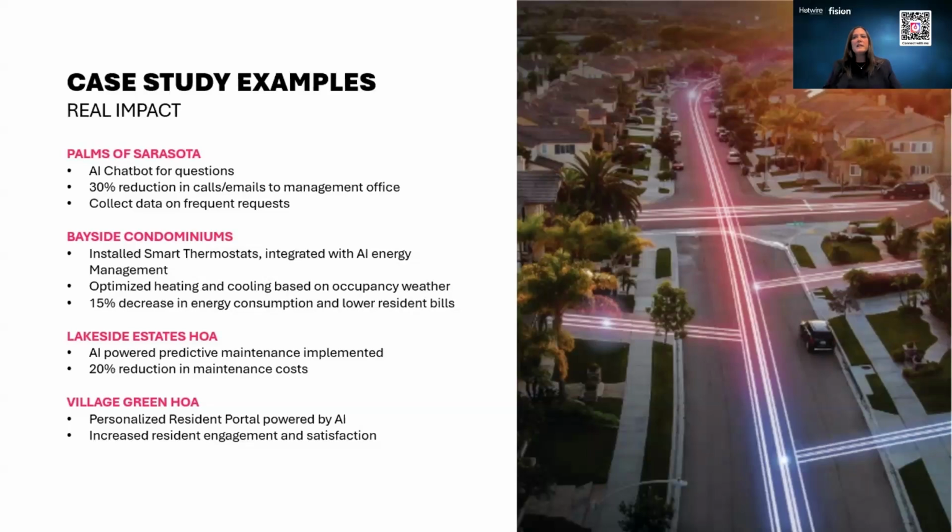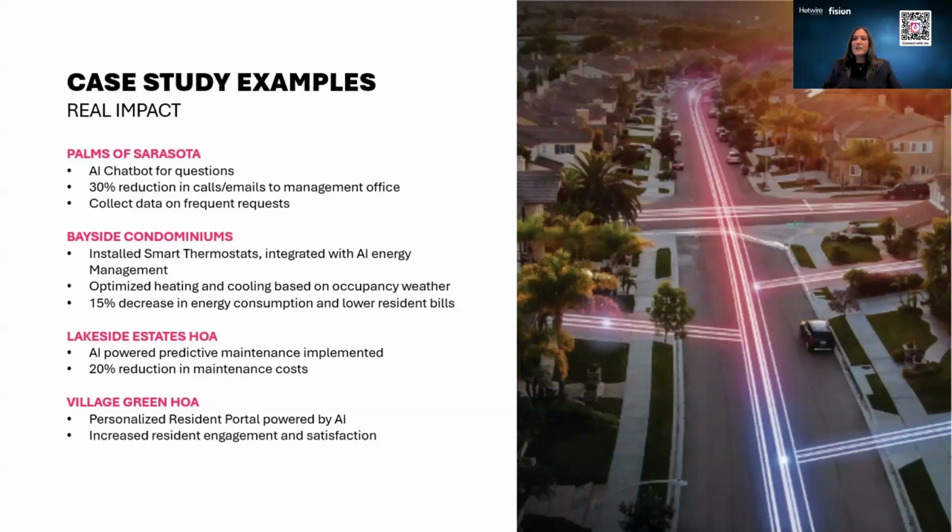Then there's the Bayside condominiums. They installed smart thermostats. And think about it. Nowadays, you really need a reliable internet connection in order to be able to utilize all of these devices. And you have to have a strong Wi-Fi signal. Well, they were able to utilize AI through their smart thermostats and integrate their energy management system in automating all their devices. So they optimize their heating and cooling based on occupancy and the weather patterns. So they had a 15% decrease in energy consumption, and they lowered their resident bills.